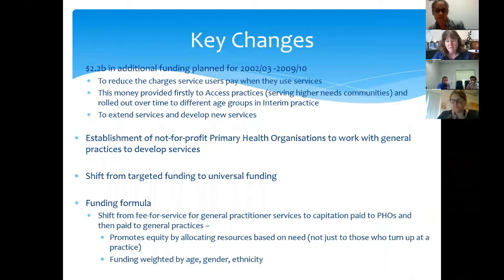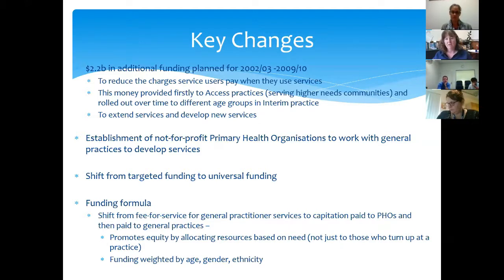And the funding formula also changed. So we moved from having fee-for-service for general practitioner services, so a general practitioner being paid every time someone went to see them, to capitation paid to primary health organisations and then paid on down to individual general practices. This promotes better equity by allocating resources based on need rather than just those who actually turn up at a general practice, and the funding formula was weighted by age, gender and ethnicity.